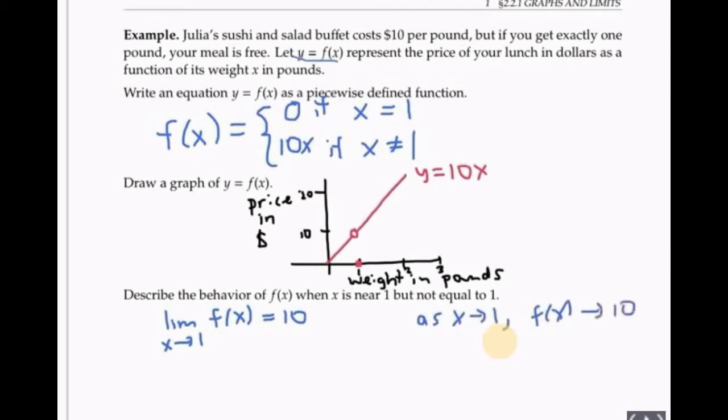Notice that the value of f at 1 is actually equal to 0, not 10, and so the limit of f(x) as x goes to 1 and the value of f at 1 are not equal. This illustrates the important idea that the limit as x goes to 1 does not care about the value of f at 1. It only cares about the value of f when x is near 1.